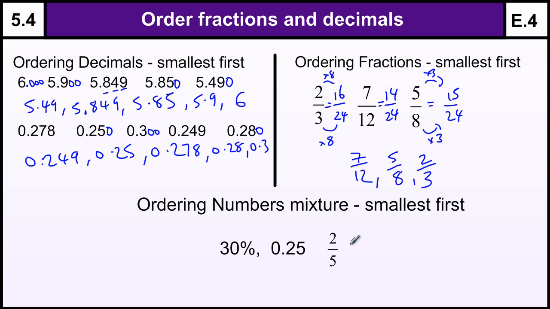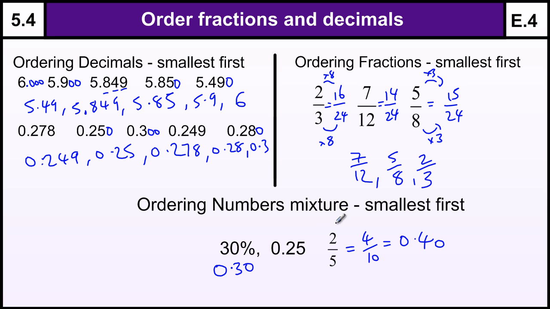For me, I tend to change everything into decimals. So 30%, that's out of 100, so 30% is 0.30 or 0.3. 0.25 is done. 2/5 is 4 out of 10, so that's 0.4, or if we want the 2 digits, 0.40.